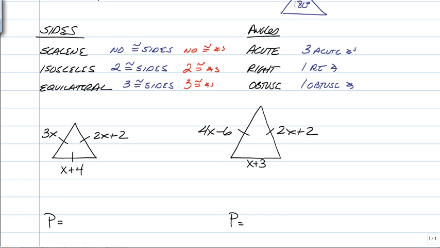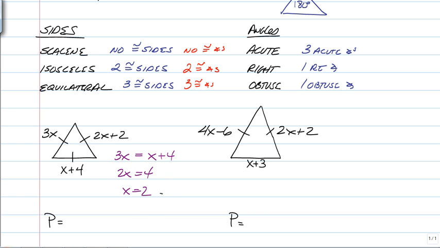So let's look at a couple of algebra problems. The first one, as you can see, all three sides have the same tick mark. So this is an equilateral triangle, which means all three sides are the same length. So for this, it really does not matter which two sides you pick. All you have to do is set them equal to each other. So we'll just take 3x is equal to x plus 4. That'll give us 2x is equal to 4, which means x is equal to 2.